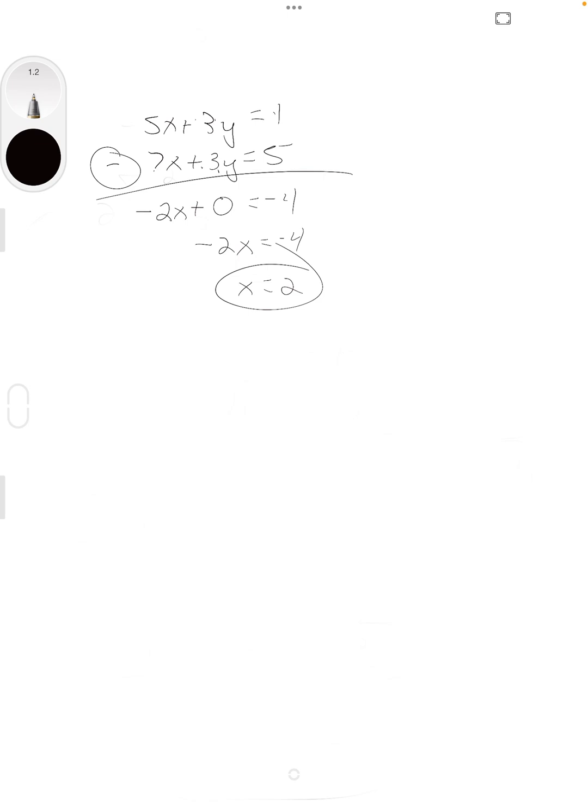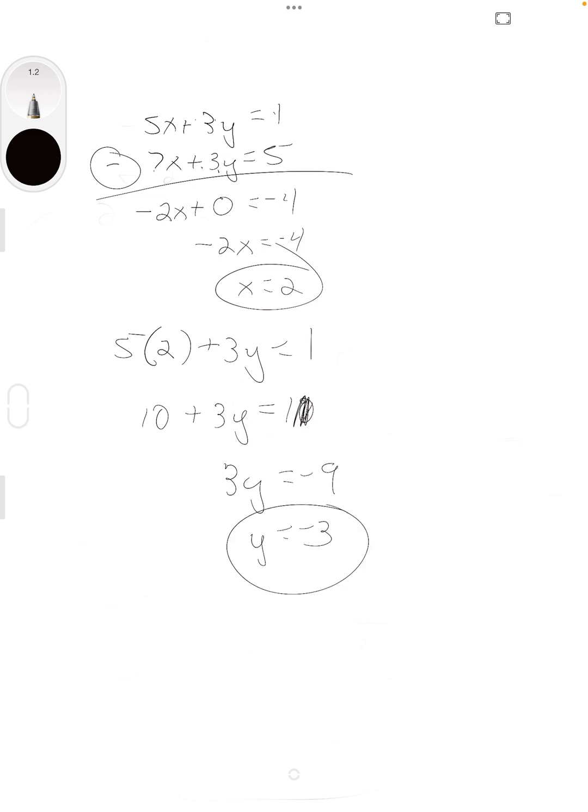I'm going to then take this and go into one of those problems. I'll pick the top one. So 5 times x, which is 2, plus 3y equals 1. So 10 plus 3y equals 1. Subtract 10 from both sides, and I end up with 3y equals negative 9. Y equals negative 3. That's my answer. 2, negative 3. That's where those two lines cross. That is question number 14.